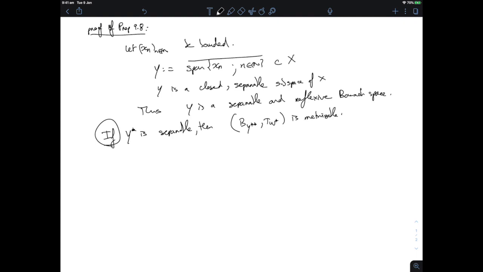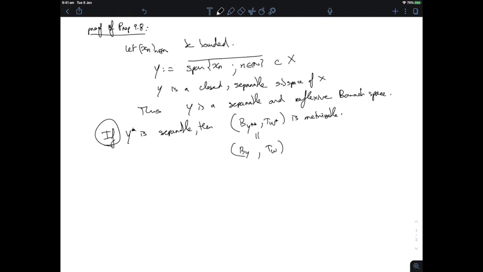But what is the unit ball of y double star? Well, y double star can be identified with y because y is reflexive, and when you do that identification, this unit ball with the weak star topology, which is really having y star act on y double star, you have y star act on y by making the identification, and this is the weak topology, as we've also seen in the case of reflexive Banach spaces.